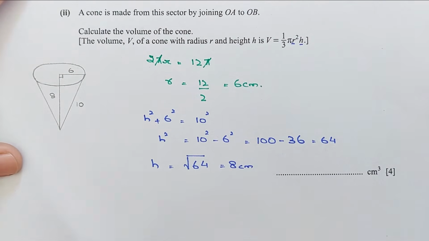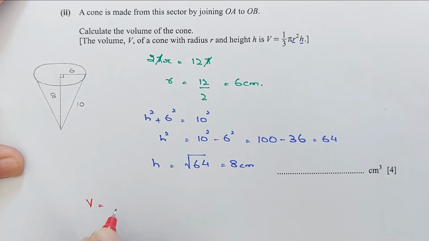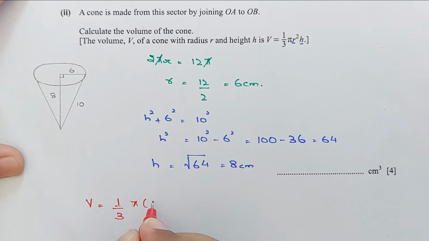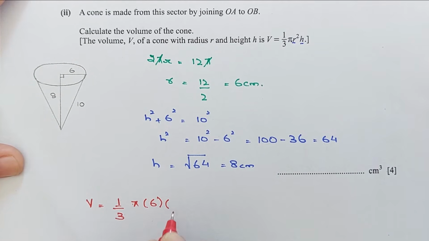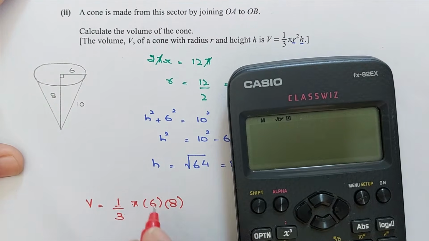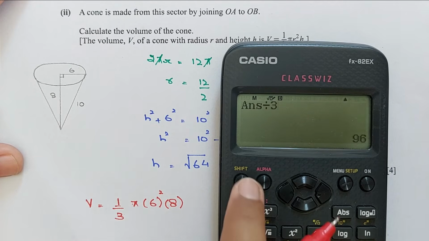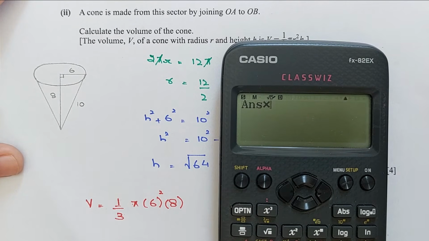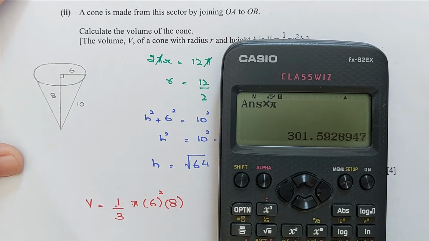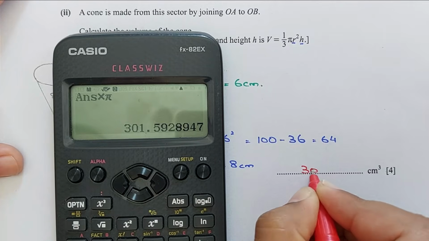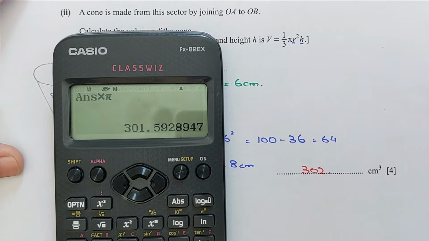Now easily we can find out the volume. Volume of the cone has a formula which is given, 1 by 3 pi radius squared, which is 6, and height is 8. Just simplify. Radius squared, sorry. 6 squared times 8 divided by 3 times pi, which is 96 pi or 301.59. So 302 centimeter cubed.